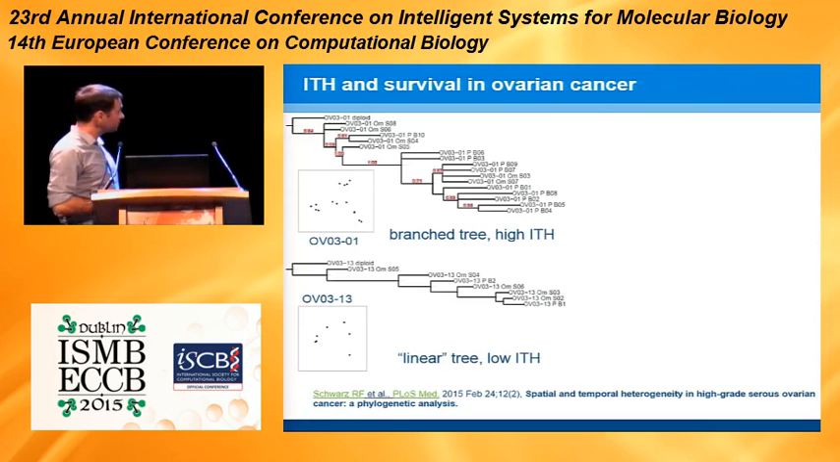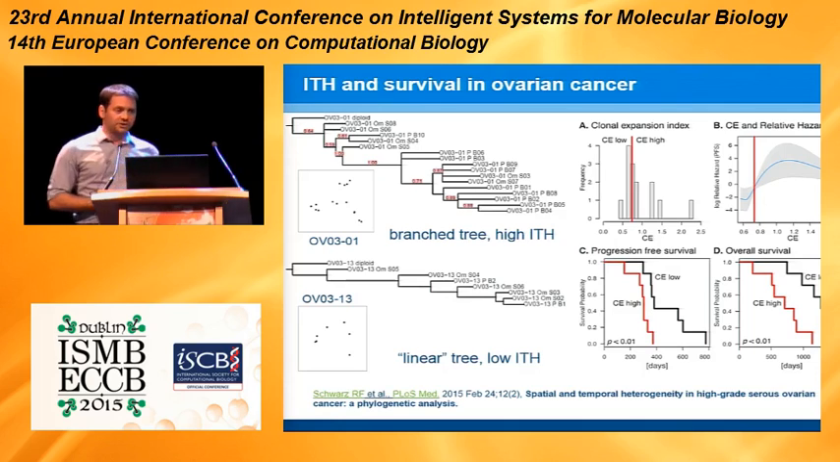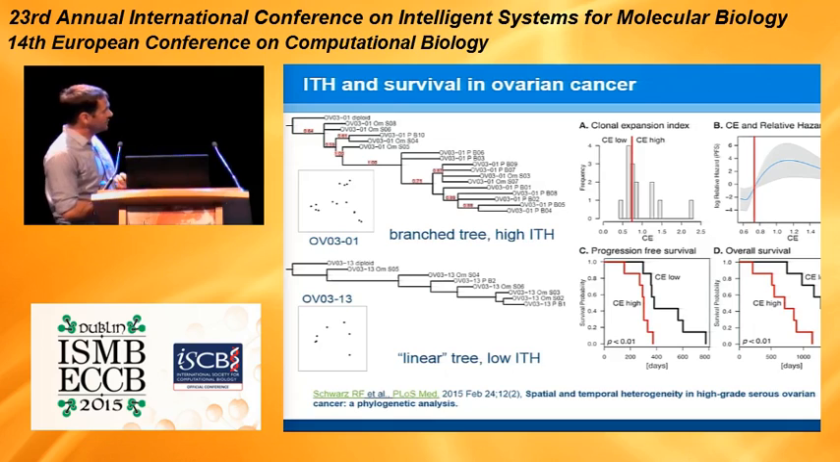When we stratified our patients into these two groups, we saw a significant and quite impressive difference in survival between the CE-high patients, meaning high clonal expansion, high heterogeneity, branched evolution, and the patients that showed a more linear, neutral form of evolutionary trajectory. This was just recently published in PLOS Medicine, if you're interested in the details.